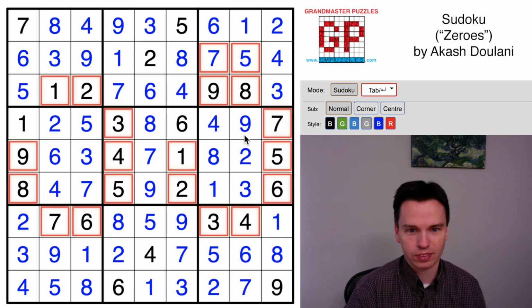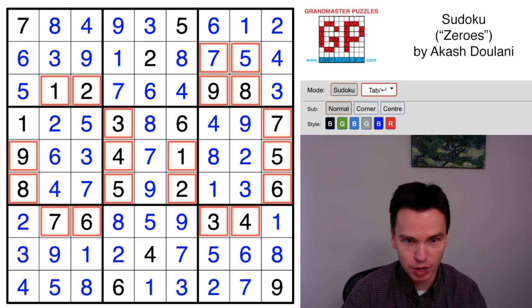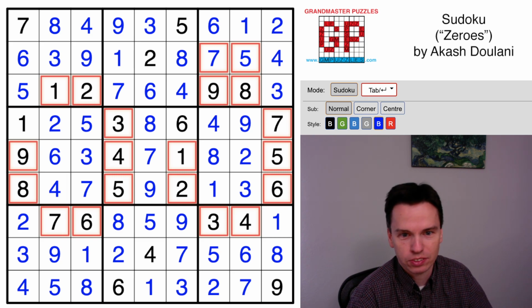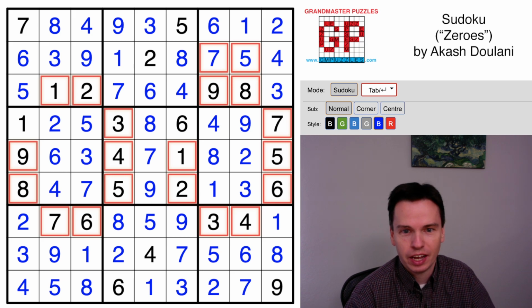So hopefully you got a sense of how I use the geometry clues to sometimes look at a puzzle differently and run into the solver's path. Hopefully got a sense of how Akash had set the puzzle by seeing my path through to the solution.